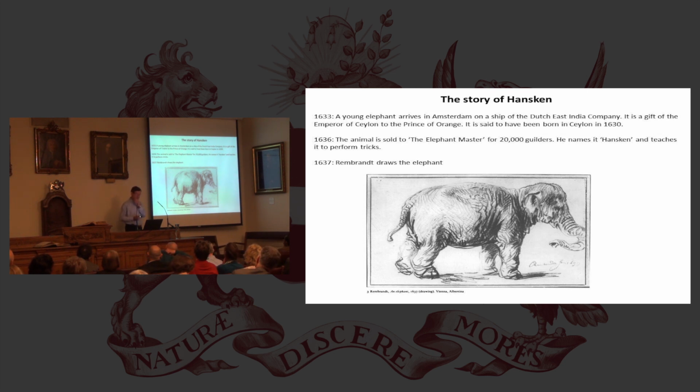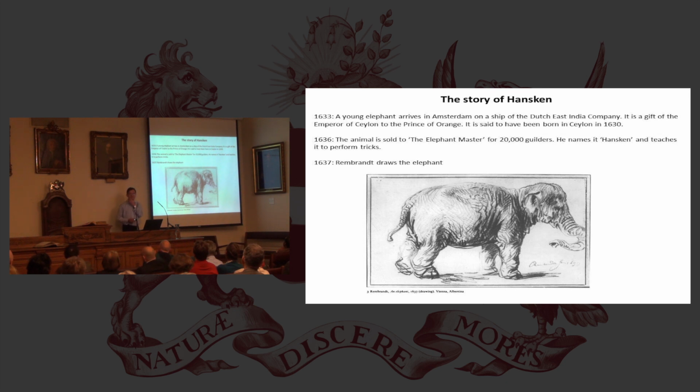She arrived in Amsterdam in 1633 on a ship of the Dutch East India Company, and she was a gift from the Emperor of Ceylon to the Prince of Orange. She was a small elephant, said to have been born in 1630, so she was only 3 years old when she arrived in Amsterdam. The Prince of Orange got a bit tired of it, and gave it to someone else. I think his nephew got a bit tired of it, or realised that he could sell it, and sold it to someone for 20,000 guilders, which I gather was quite a lot of money.